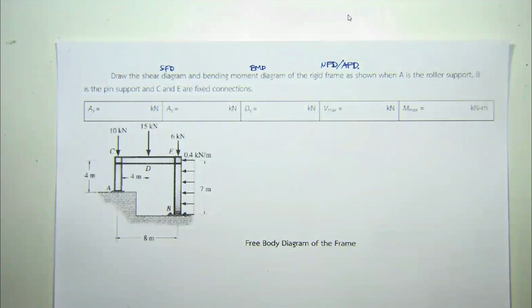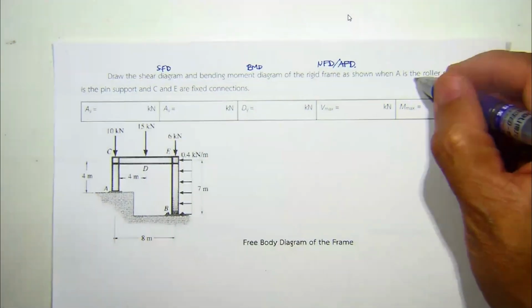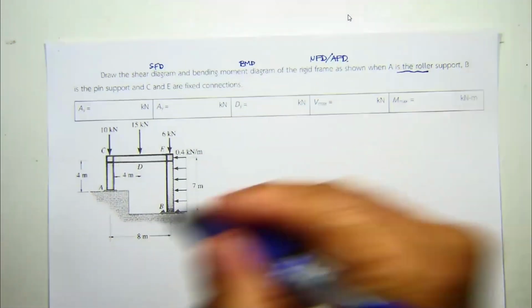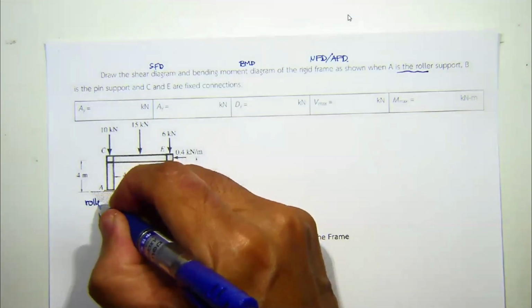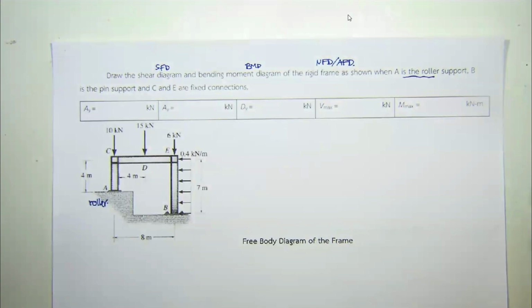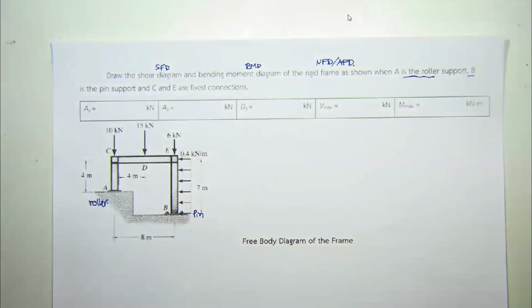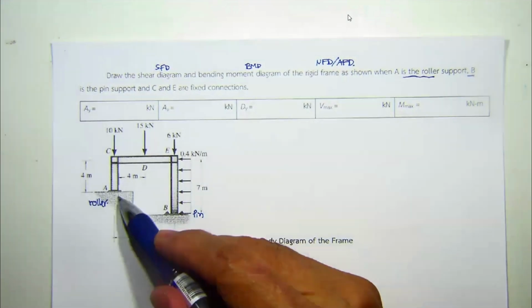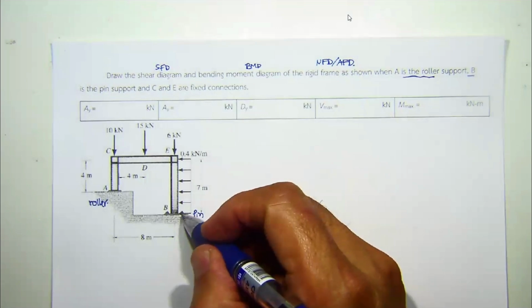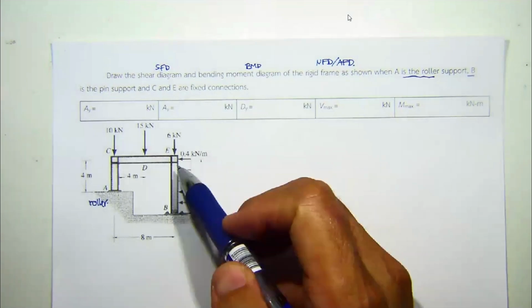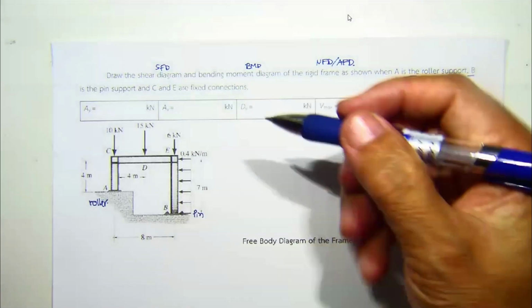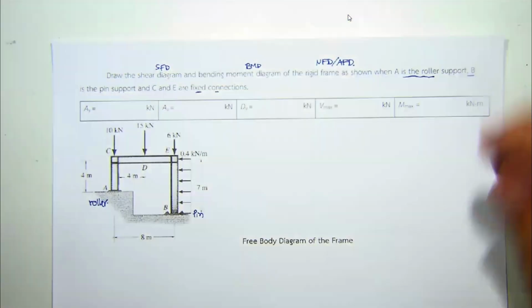Now, for the rigid frame, as shown over here, we have A as the roller. So read the problem carefully. And then we have B as the pin. There are details here, so get them clear; even Ajahn won't provide the detail. You're supposed to be able to know this is roller, this is pin. And for the connections C and E, they said the connections are fixed connections.